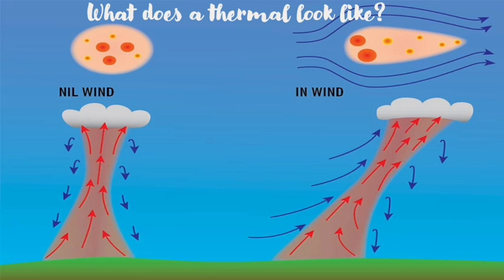So in nil wind, the left hand side picture here, you see hot air going up, and outside of the thermal the air goes down, so you've got sinking air. So if you're flying up to a thermal, if there's no wind, you'll find that you get increased sink first before you hit lift.